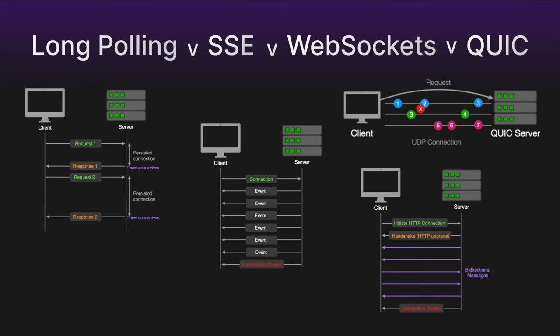Long polling, server-sent events, WebSockets, and QUIC (UDP Internet Connections) are all different techniques for facilitating data exchange between two machines. Each has its own unique approach and ideal use cases. Let's jump in and explore each method and determine when's best to use them.